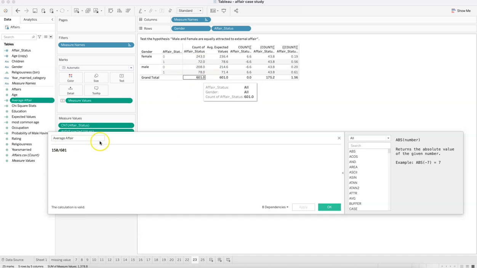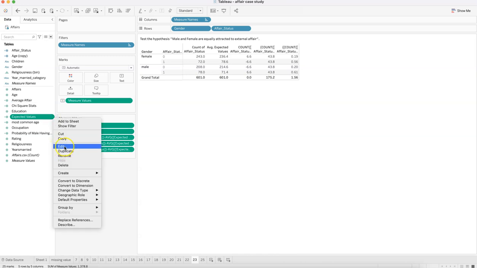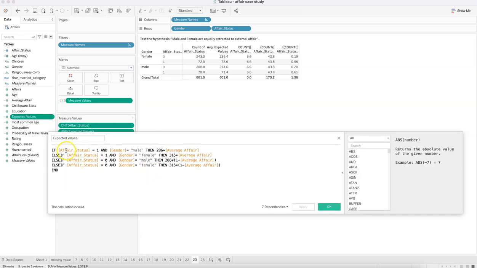And 601 is overall observation. So this is the average affair value in the data set. And then expected value is the multiplication with the observed value. So if affair status is 1 and gender is male, 286 is multiplied with the average affair.